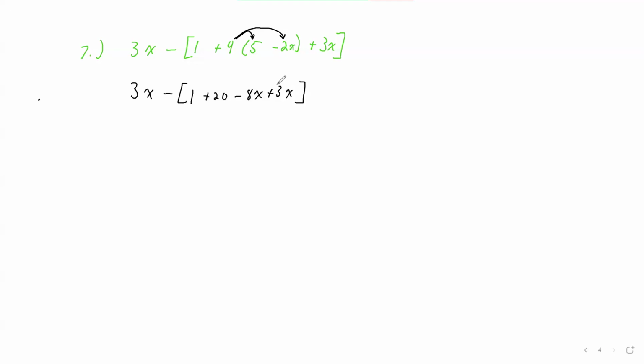just basically another set of parentheses. Let me rewrite this now. What can I combine within this bracket? The 1 and the 20. So what's 1 plus 20?